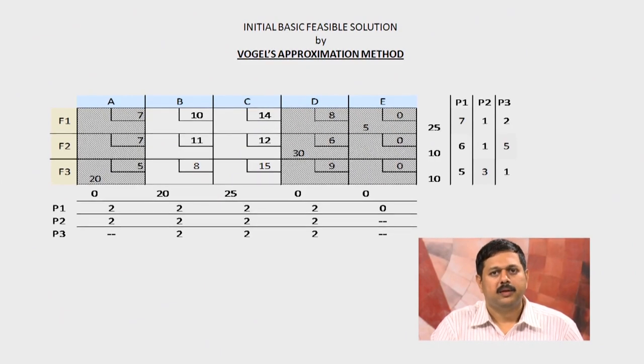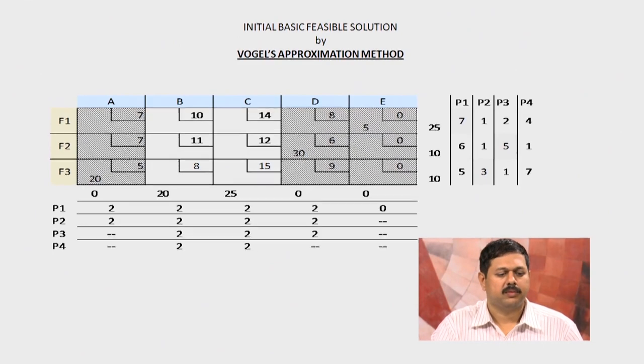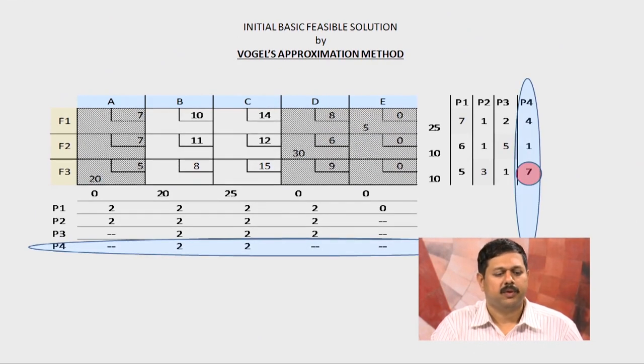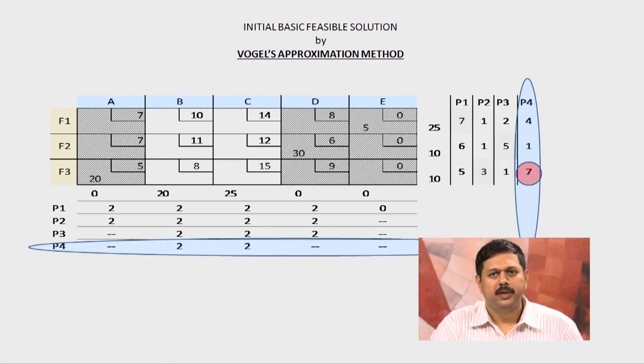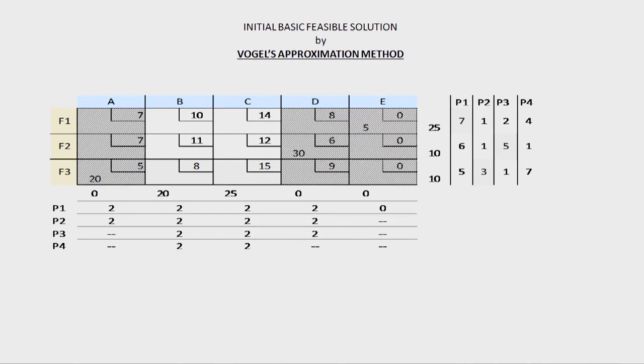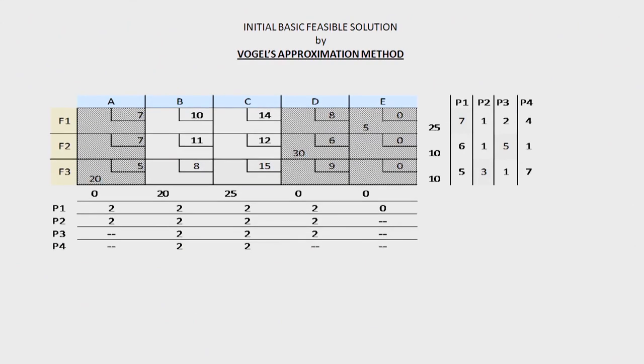Now, calculate penalty P4. 7 is the highest penalty among P4. Choose the F3 row corresponding to penalty 7. Among 8 and 15, the least cost of transportation is 8. Therefore, choose the cell containing 8.